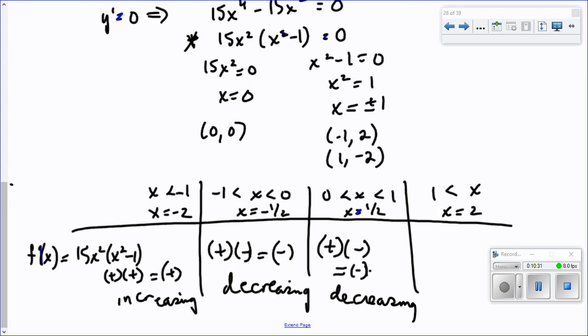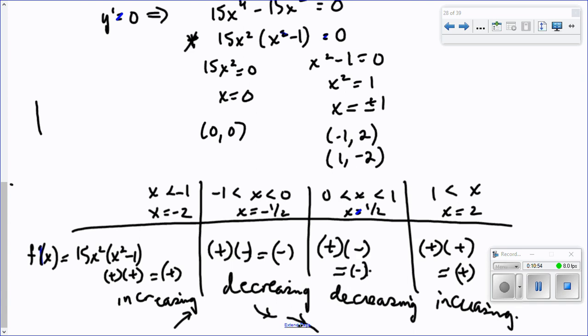So that's the inflection point here, when it's going from decreasing to decreasing. It's an inflection point. It looks like it's increasing. And finally, when x equals 2, I've got a situation where I've got positive and positive, and the product of two positives is a positive. So this is increasing.